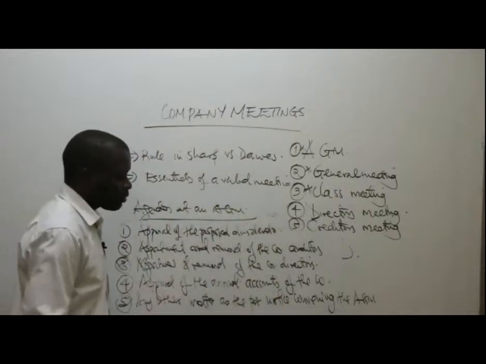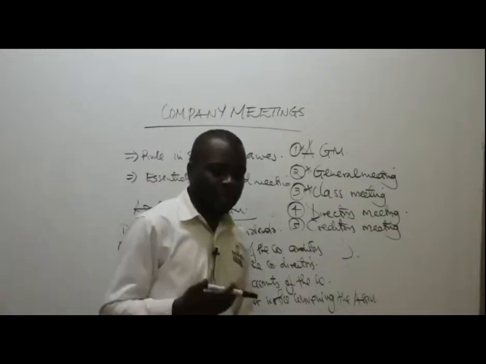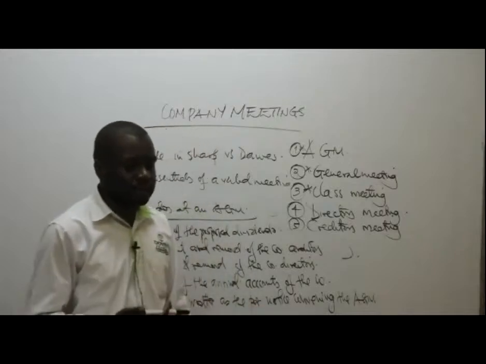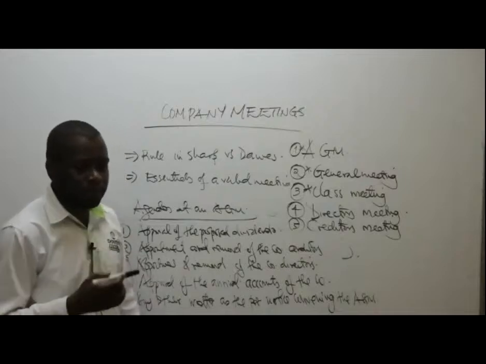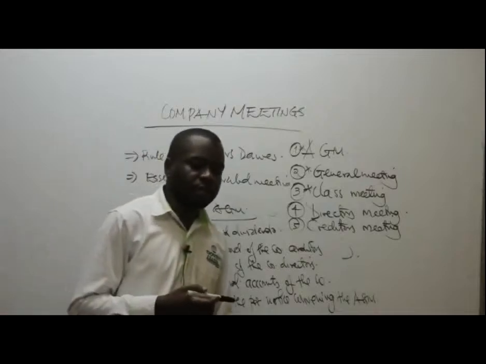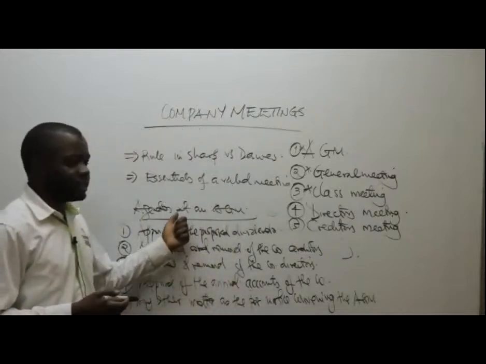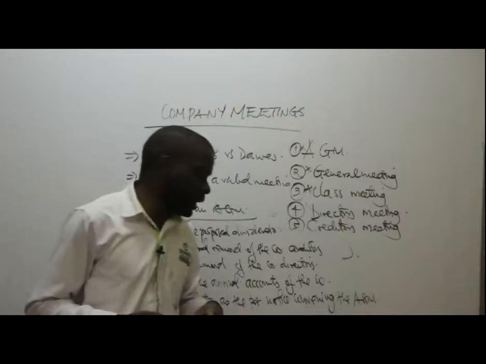Approval of the annual accounts of the company. Why have we said that this meeting happens at the end of the financial year? The books of accounts have been prepared and audited by the auditor, and now the members, who are the key stakeholders and owners of the company, are the ones to approve these books of accounts. So it happens at the AGM, and that's why it happens 6 months after the end of the financial year.